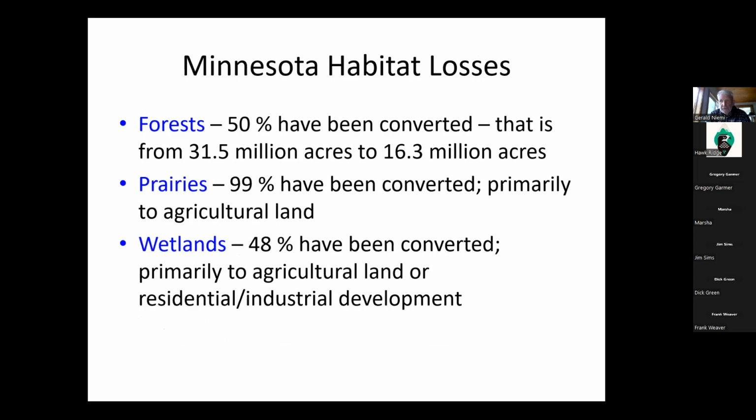Because one time we had about 31.5 million acres of forest in the state of Minnesota, and today that's somewhere around 16.3 million acres. I may be off by a bit, but about 50% have been converted to other land uses. Whereas the prairie is also a major change, 99% have been converted primarily to agricultural land. Wetlands also have been major changes, 48%. This is just in Minnesota alone. Other places can be more, sometimes less, et cetera. But there have been very clearly changes over the past several hundred years in the state of Minnesota.